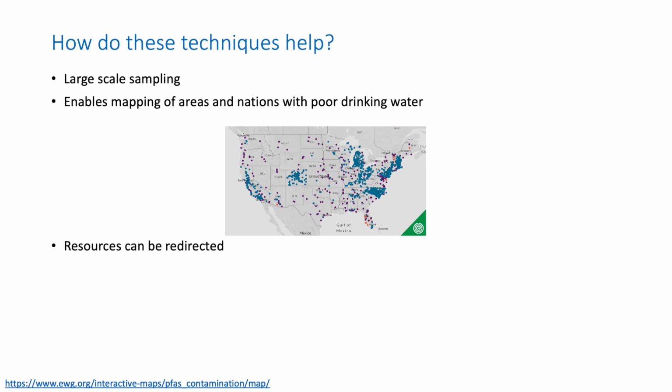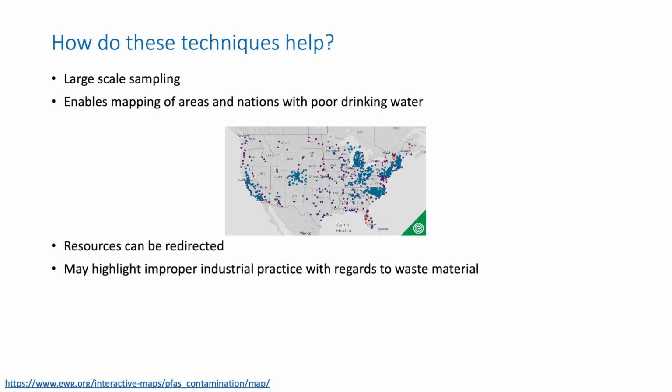So after this analysis, the resources could be redirected. So fresh clean drinking water could be brought in, or the water systems that are used currently could be updated or improved to enable cleaner drinking water. This could also highlight improper industrial practice with regards to waste material, as they may be putting waste material in landfill and then the PFAS chemicals may be leaching into the water table and then into drinking water systems.